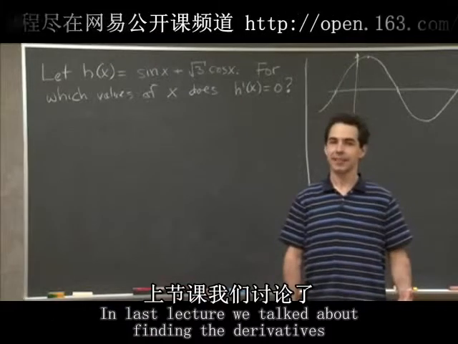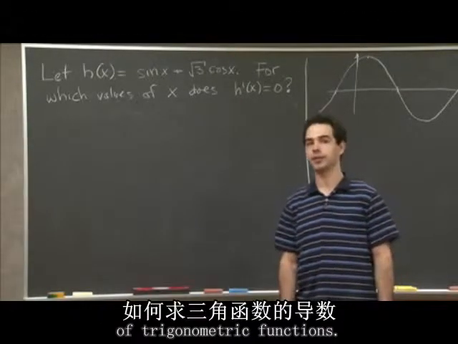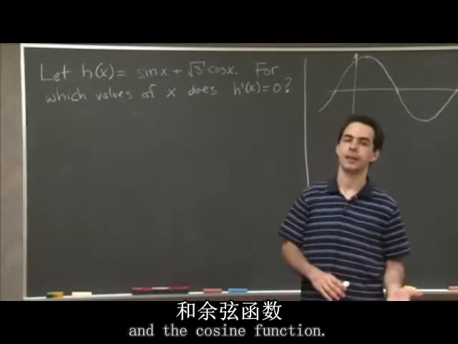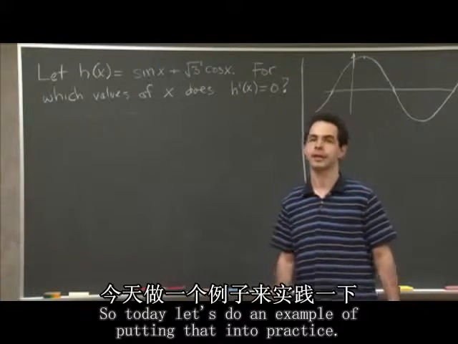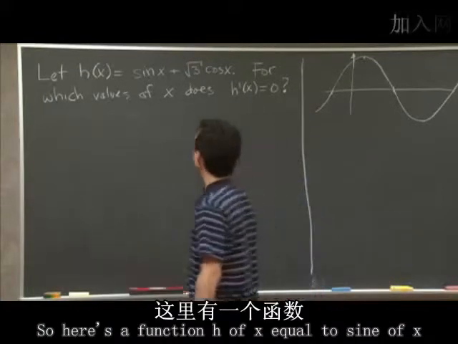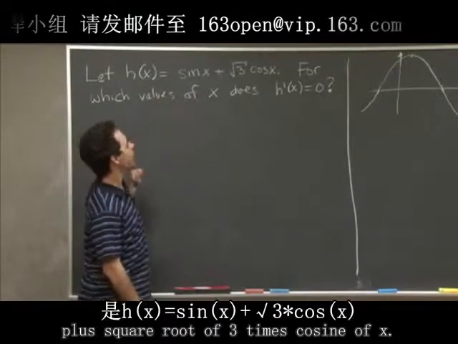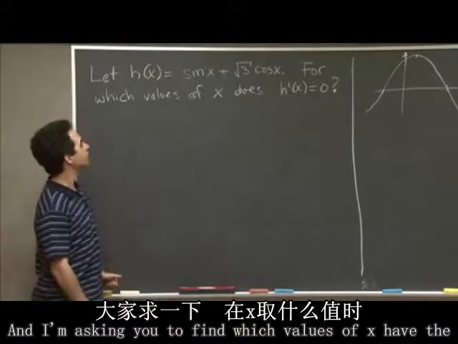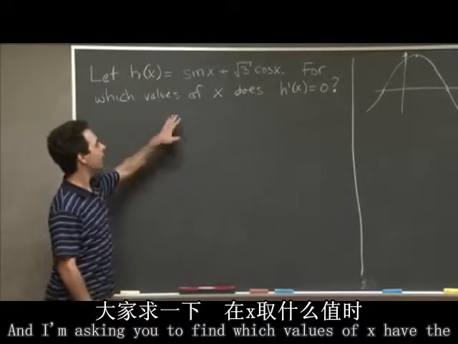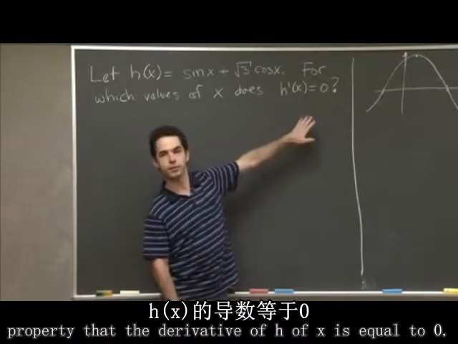In last lecture, we talked about finding the derivatives of trigonometric functions, in particular the sine function and the cosine function. So today, let's do an example of putting that into practice. Here's a function, h of x equals sine of x plus square root of 3 times cosine of x. I'm asking you to find which values of x have the property that the derivative of h of x is equal to 0.